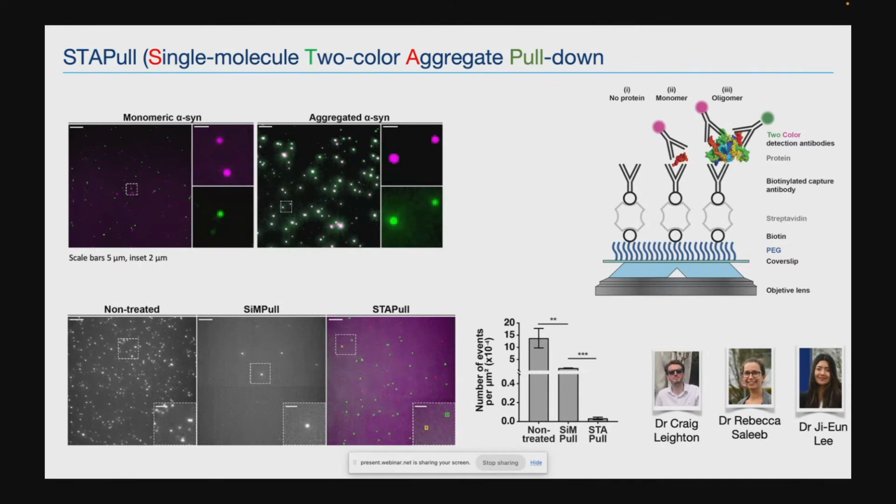So the STAPLE idea works. We can get single molecule two-color aggregate pull down. If we look at how well the cover slip works, in this case here, we have a non-treated cover slip with the antibodies present. You can see there's lots of spots everywhere with just the antibody alone.